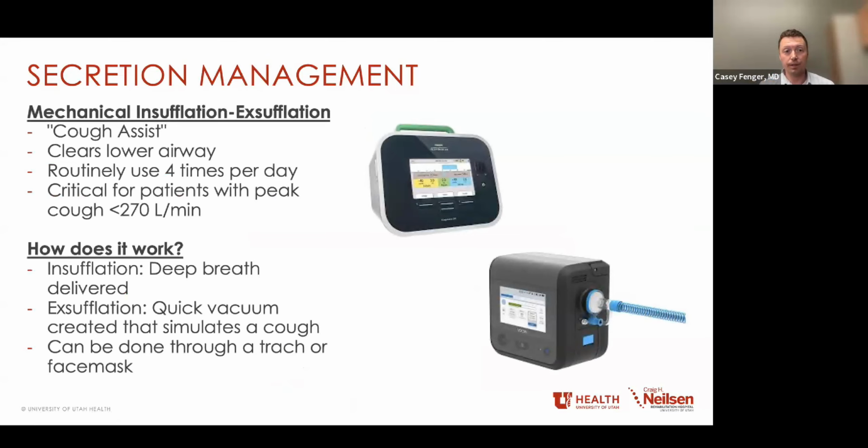The brand name for this is Cough Assist. Maybe some of you have heard of it, and it does a really good job of clearing the lower airway. This is something we routinely use 4 times a day in someone with a new injury. Our chronic spinal cord injury patients do this twice a day. It's like brushing your teeth. And this is critical for those patients with peak coughs of less than 270 liters per minute.